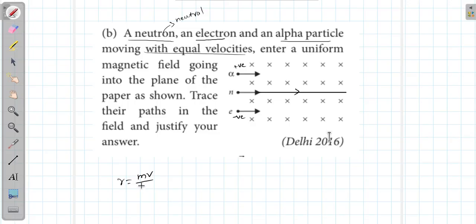Therefore, R is equal to mv divided by Bq, where m is the mass and q is the charge. Therefore, R is proportional to the mass of the particle and inversely to the charge of the particle. For this particular case, the masses of the electron and the alpha particle have a bigger difference. I already told you, the alpha particle is a helium nucleus, 2 4, but the electron is a very light particle. Its mass is actually about 2000 times smaller than a proton. In case of helium, it is extremely larger.